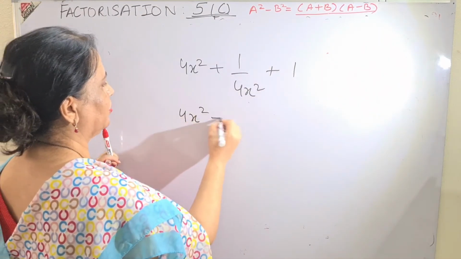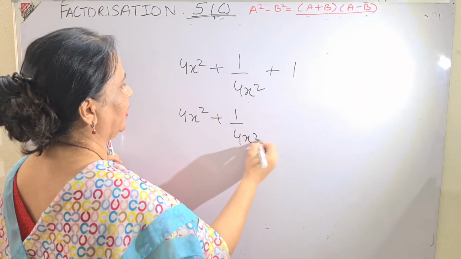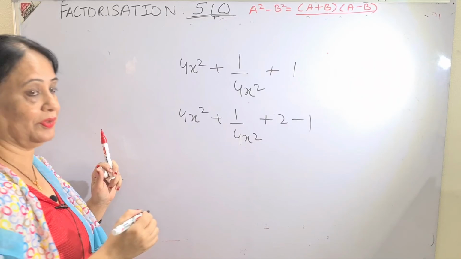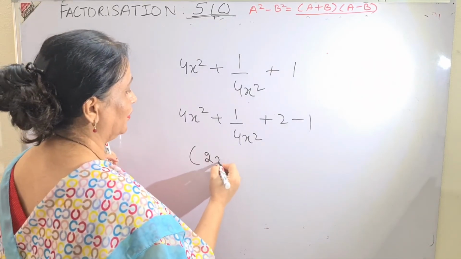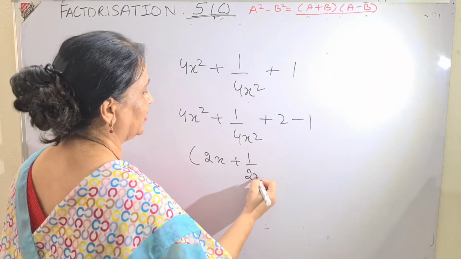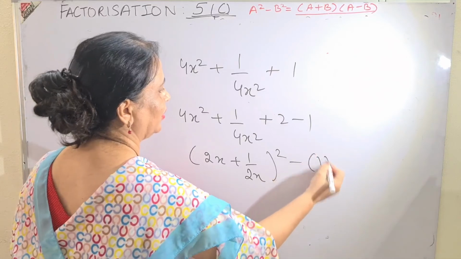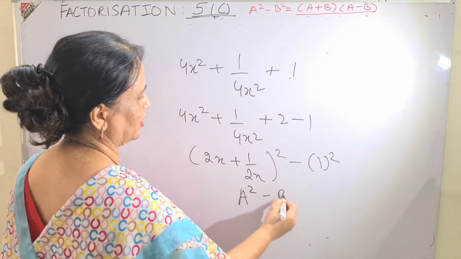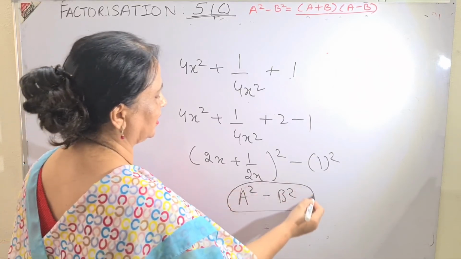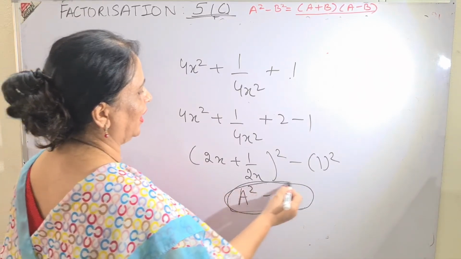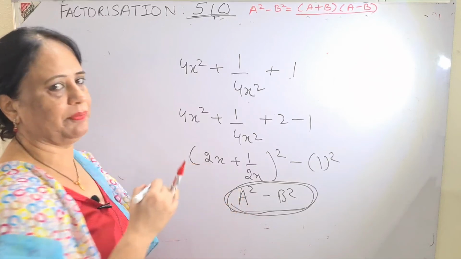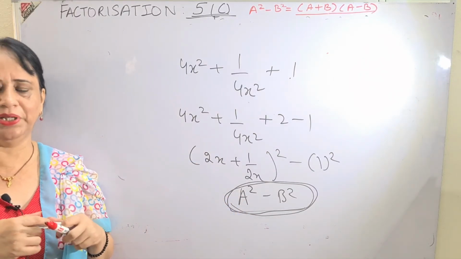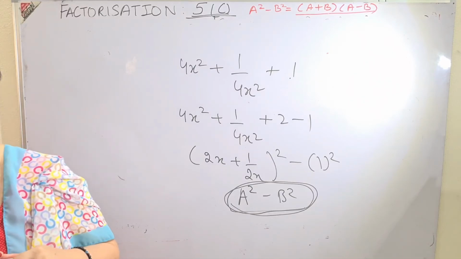See, 4x square plus 1 over 4x square. Can I write like this? Just tell me, can I write like this? Yes, of course I can. Because this will become 2x plus 1 by 2x whole square minus 1 square. The question will also not change, and I will get the format of a square minus b square. Because the questions in exercise 5c are all based on a square minus b square, and that is my formula, a plus b into a minus b.